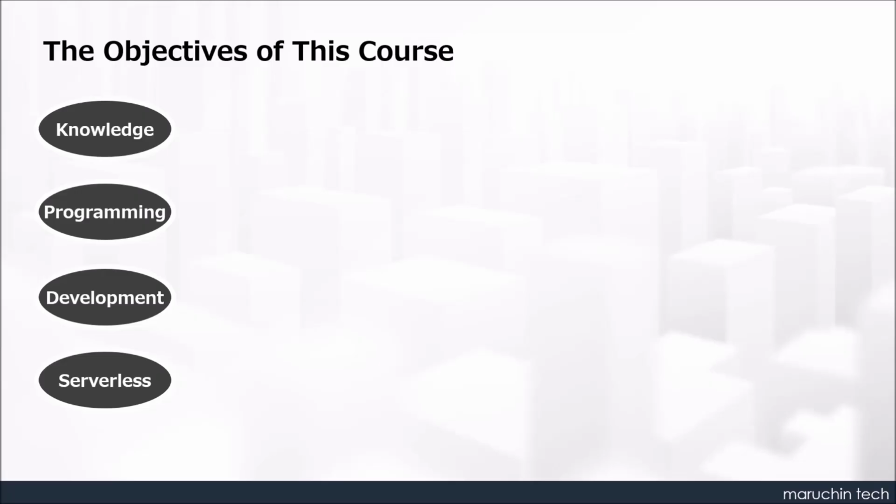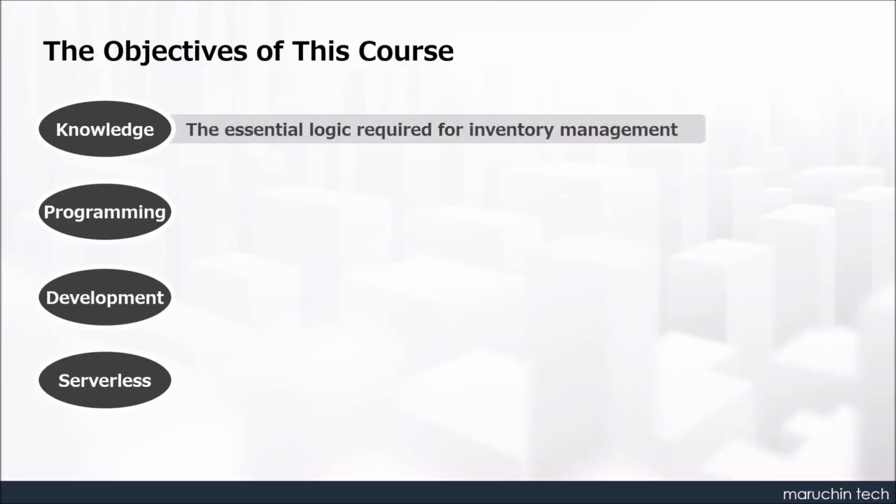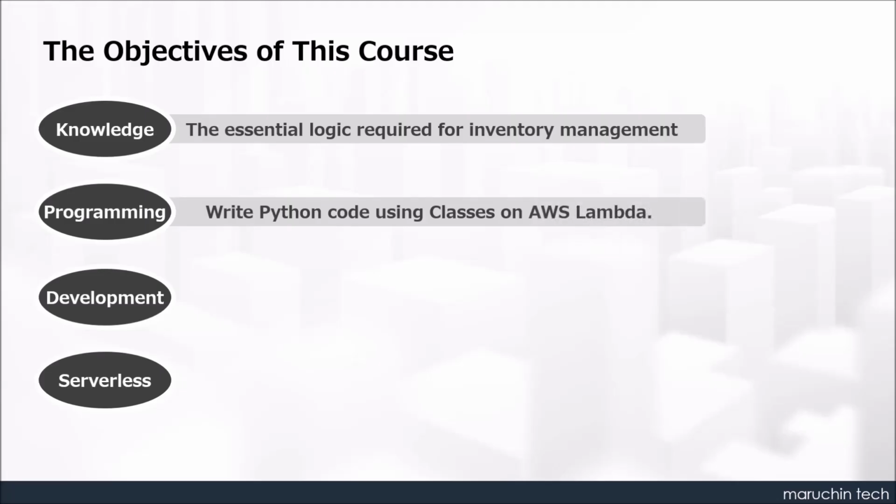Here are the objectives of this course. First, you will understand the essential logic required for inventory management, such as available inventory and reorder points. We won't just write code, we will understand the underlying domain knowledge together. Next, you will write Python code using classes on AWS Lambda. Programming doesn't end with development. You need to write maintainable code considering future operations.